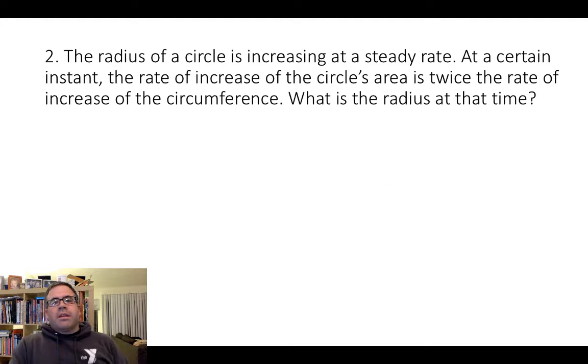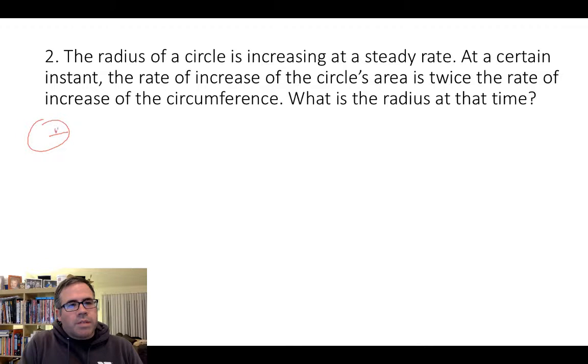Second, now, we're going to analyze this as we go. The radius of a circle is increasing at a steady rate. So we have a circle. It has a radius. Its radius is increasing at a steady rate. Steady, we take to mean constant, not varying. But since it's increasing, it's a non-zero constant. So we're just going to pretend that we're German for a little bit and say k for constant.